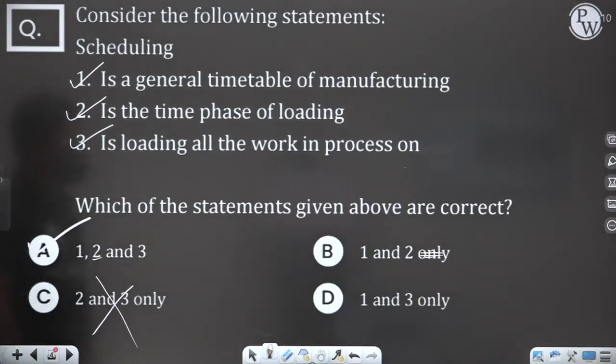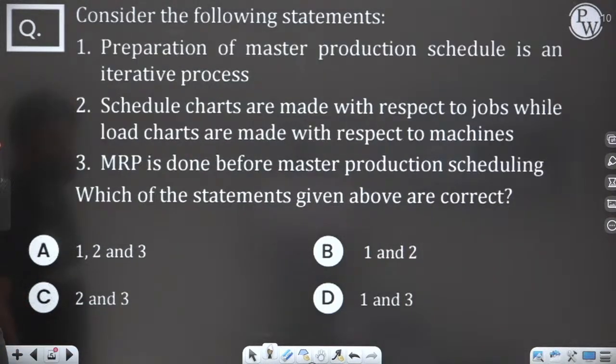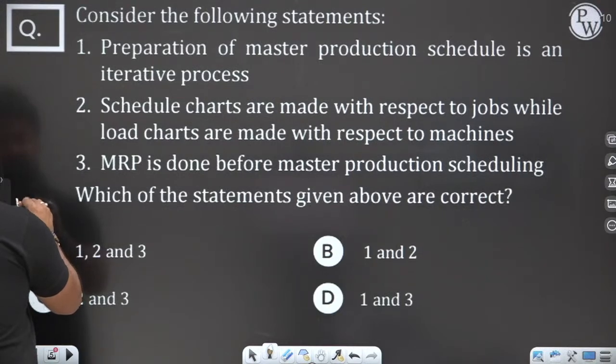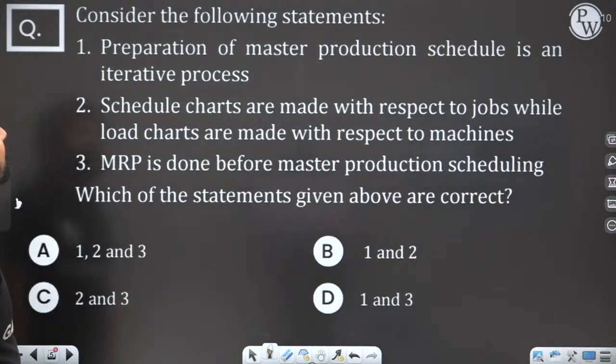Now let's move to the next question. Consider the following statement. Preparation of master production schedule is an iterative process. Yes or no?